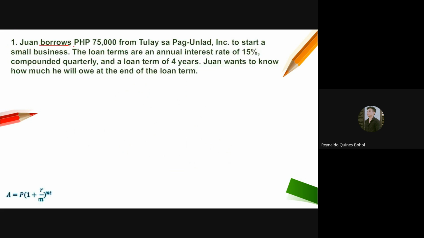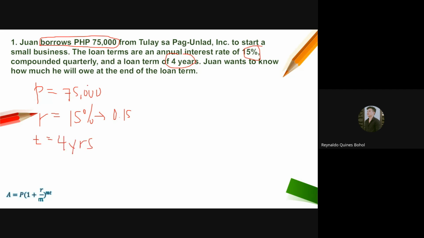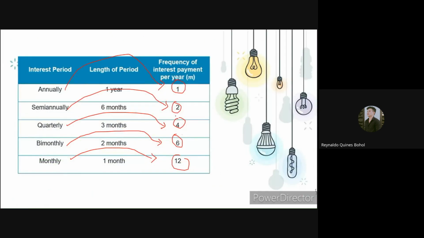So, ganun pa rin yung technique natin. If there's a word borrow, that is your P. Your P is 75,000 and your rate is 15%. So, 15% expressed in decimal, that is 0.15. And 4 years po yung time natin. 4 years. And compounded, there's a word compounded. Compounded quarterly. So your M here is 4. Sir, saan galing yung 4? Dito po. Compounded quarterly, that is 4.